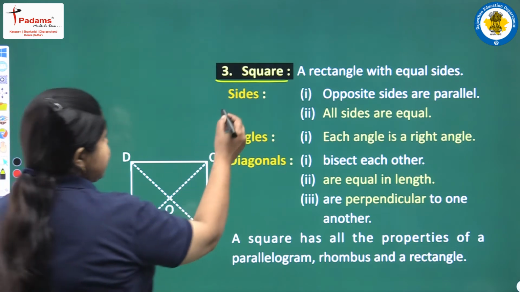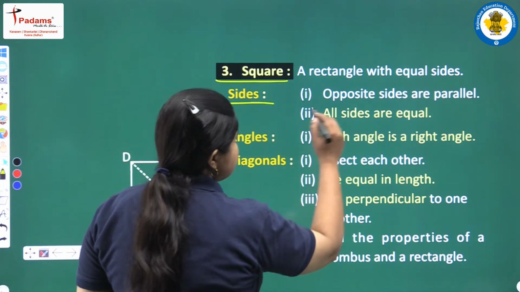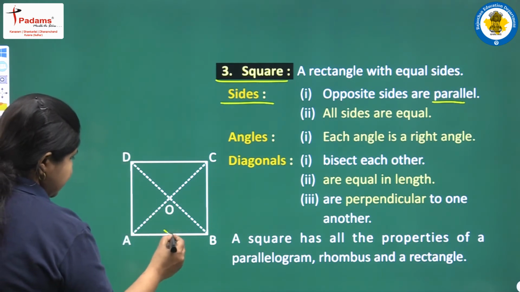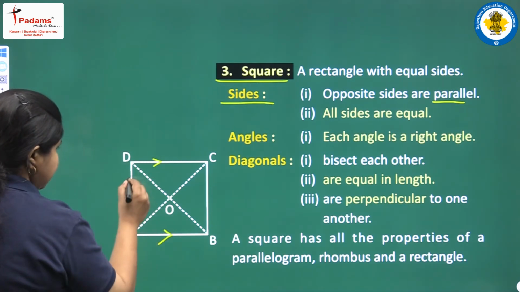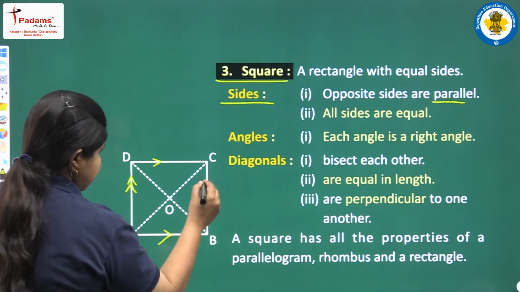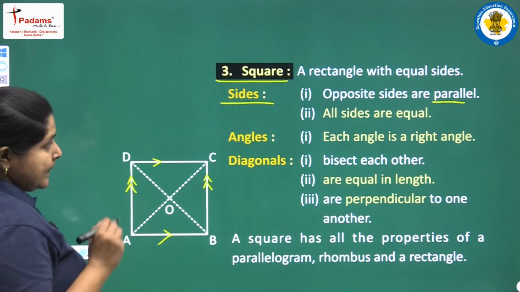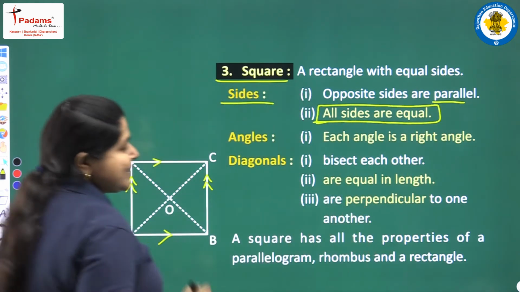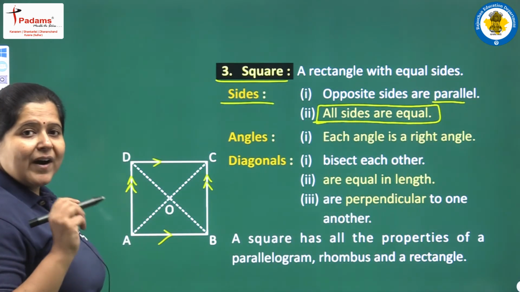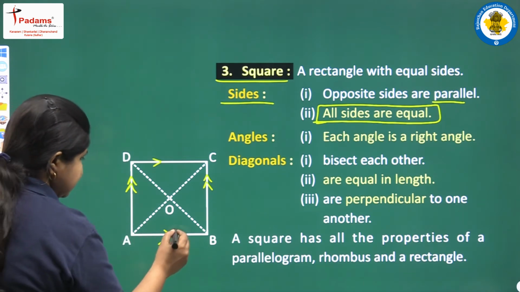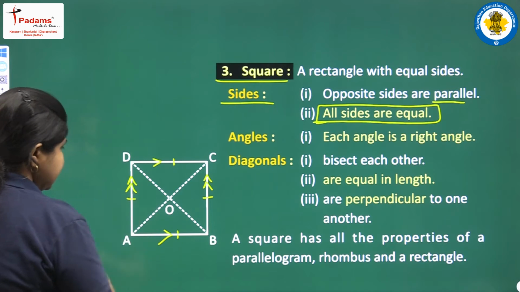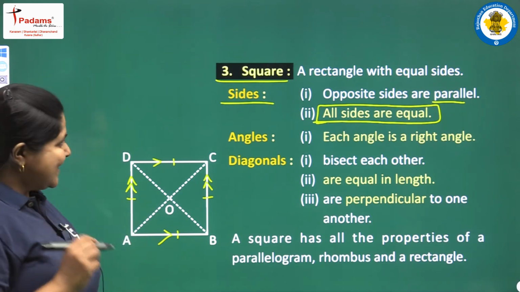Coming to its properties, we take up sides. Opposite sides are parallel. Yes, they are. You can see AB is parallel to DC and AD is parallel to BC. Then all sides are equal. This is the special feature of a square. You can see this AB is equal to BC, equal to DC and equal to AD.